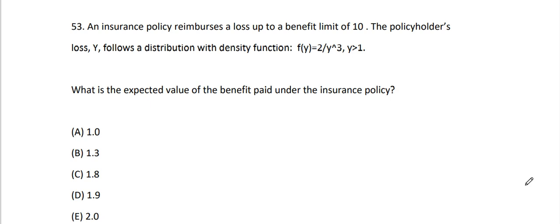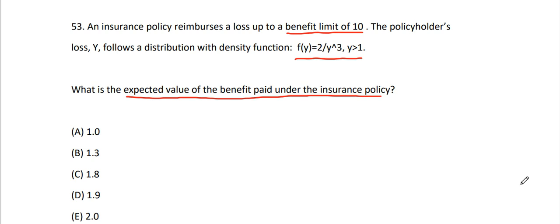So in this one, the insurance company reimburses a loss up to a benefit limit of 10. So there is a limit on the benefit. This means that if a loss is larger than 10, they will pay 10. The loss y follows this function. Okay, so we want to find the expected payment under this policy.